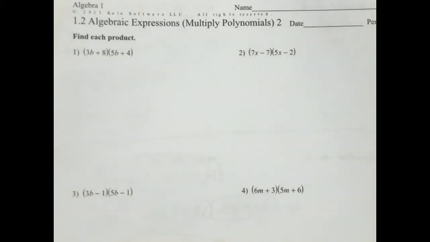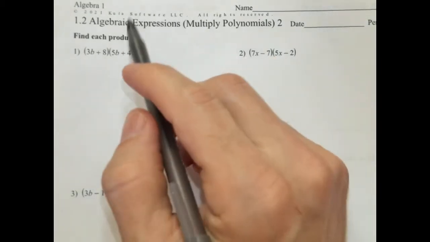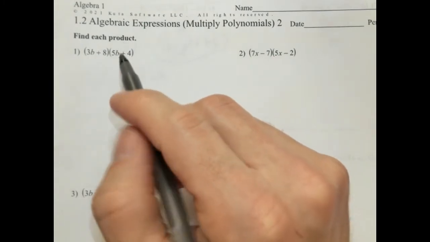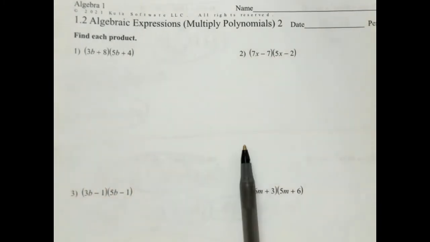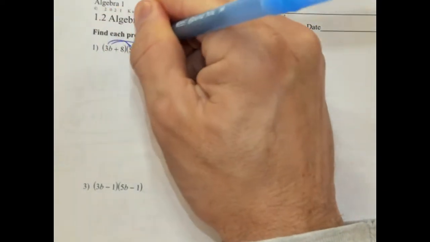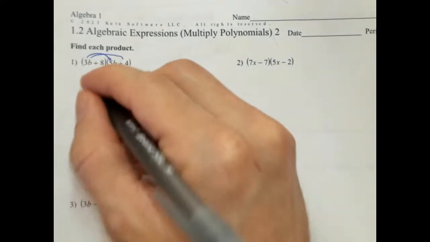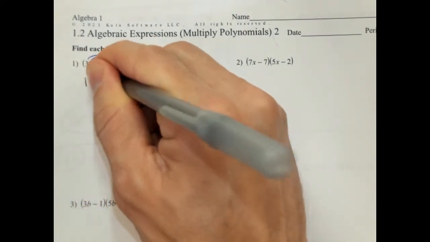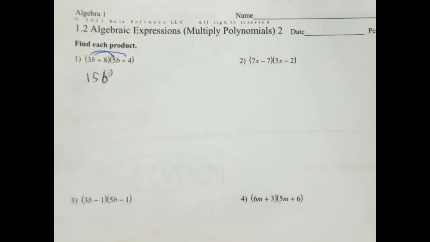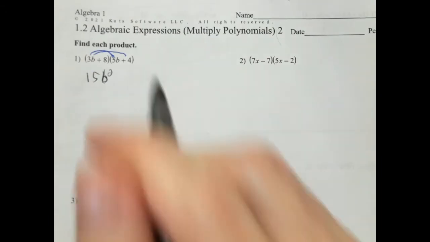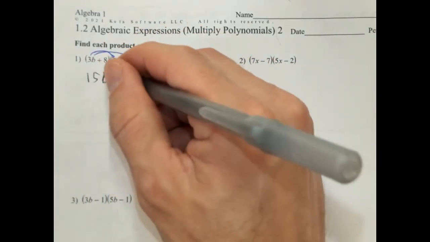All right, so let's go ahead and go right to the second one, guys. We finished the first one. This is more of the same, but practice makes perfect. Here we go. So we have two binomials here. So 3b times 5b and 3b times 4. 3b times 5b is going to be 15b squared. Again, if I make mistakes, please let me know. And it's very, very possible I could. 3b times 4 is going to be plus 12b.